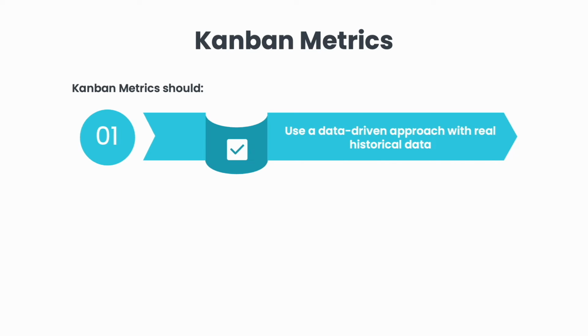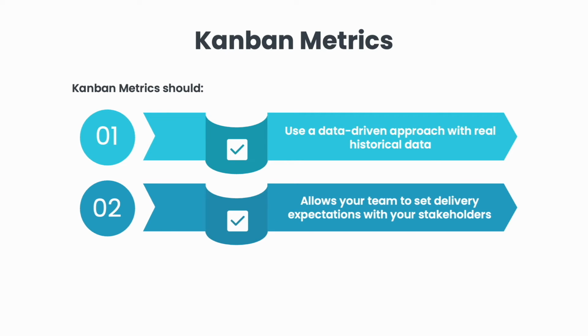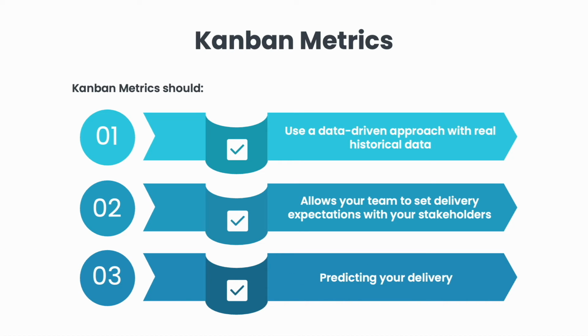These are simple questions, but being able to answer these questions using a data-driven approach with real historical data can be very powerful. Having this type of information can allow you and your team to set delivery expectations with your stakeholders. With metrics, you can start predicting your delivery, and the more historical data you have with these metrics, the more accurate your prediction can be. For example, knowing that each request you receive from the business can be delivered within 10 days or less on average allows you and your team to establish service level agreements. A service level agreement is a commitment between a service provider and a customer. In this case, your team is the service provider.